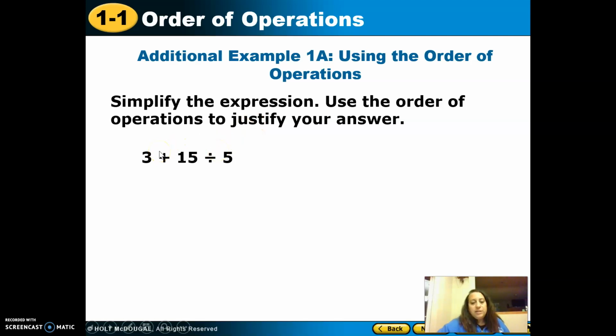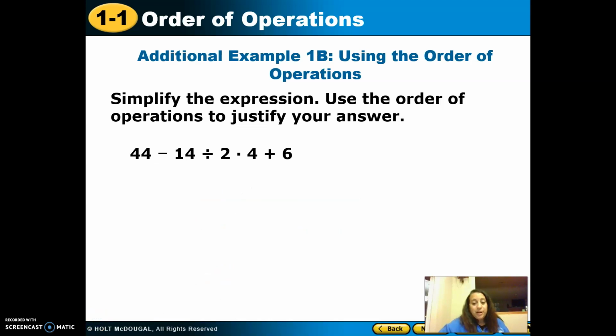The first example is pretty simple. It's just a real short one. 3 plus 15 divided by 5. The first thing we want to do in this problem is the 15 divided by 5. If we do 3 plus 15 first, it's not going to come out right. 15 divided by 5 is 3. So you're going to drop everything down. See how you drop this original 3, you drop the plus sign, and then you drop what 15 divided by 5 is, which is 3, and you get 6. It's as simple as that, straightforward.